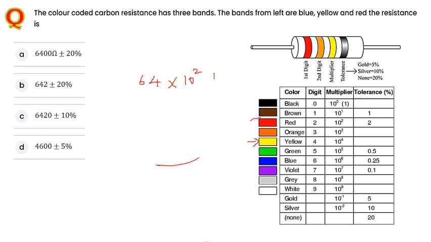And what about the tolerance? They didn't give any tolerance in this case, that is, colorless, no color has been given, so you mention plus or minus 20 percent as the tolerance. So the resistance is 6400 ohms, and the tolerance is plus or minus 20 percent. That is the answer in this case, which is option A.